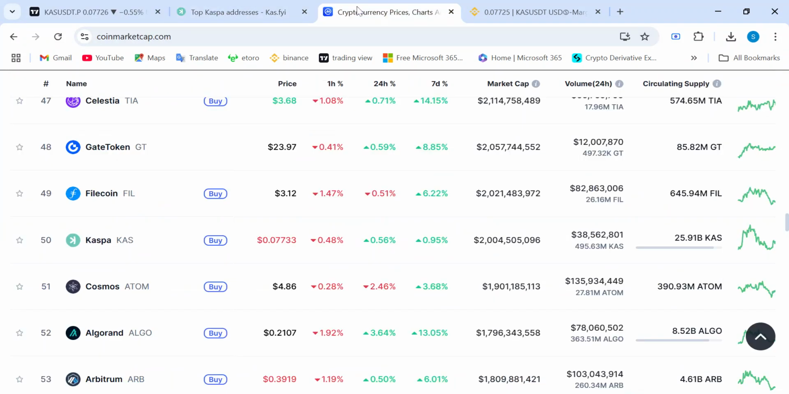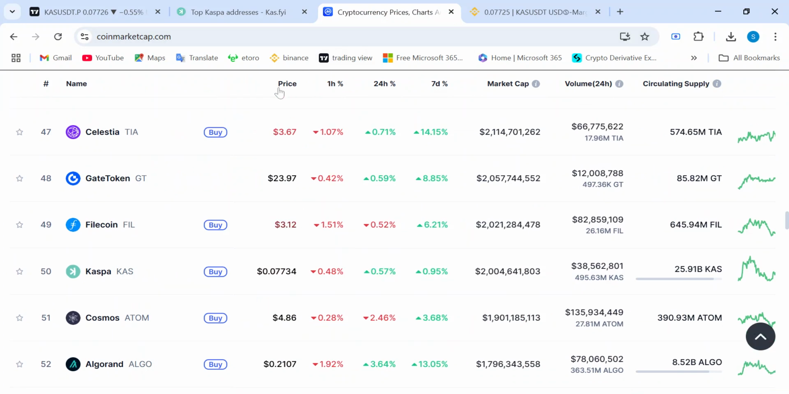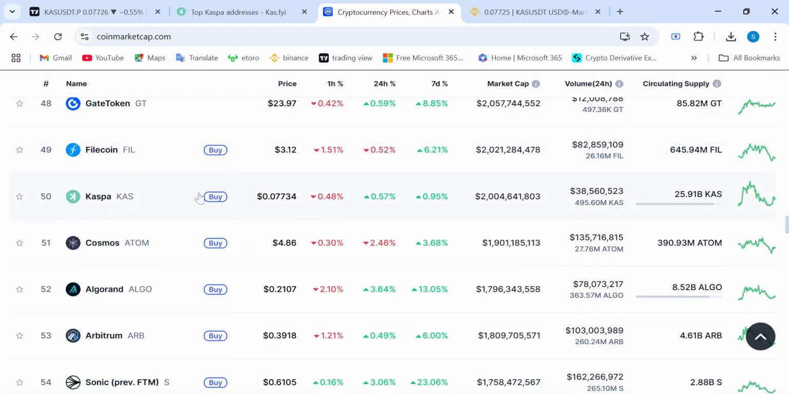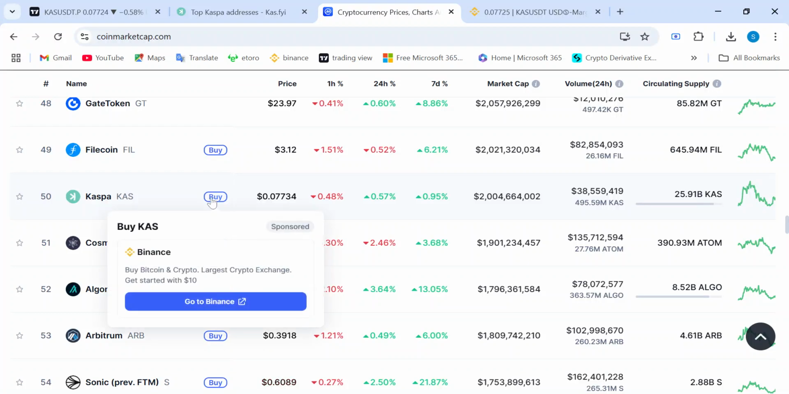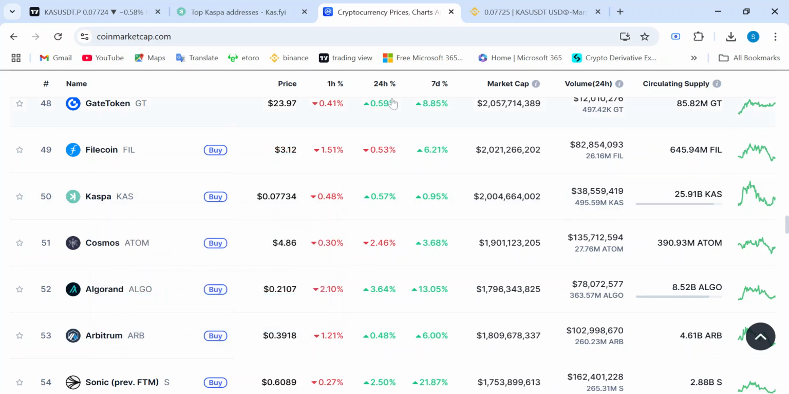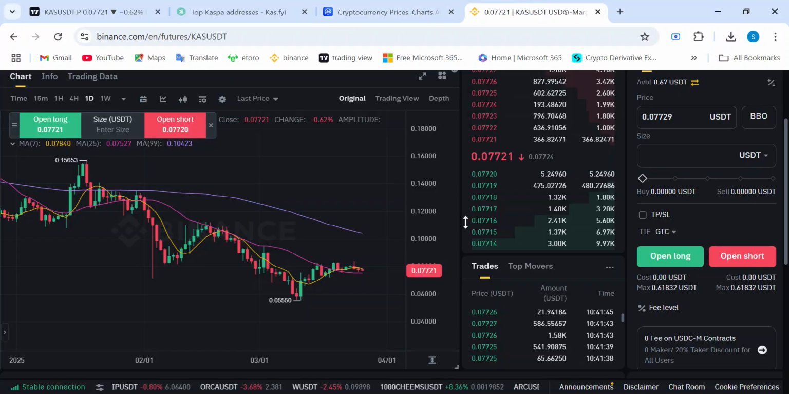Let's go to CoinMarketCap real quick. On CoinMarketCap, in the country where I reside, you can see the buy button. And we are right now at number 50 on total capitalization of all cryptos. We're in the top 50, including stable coins, which is good news. This buy button, if you hover over it, takes you to the Binance futures market, which I did, and I have opened a position on Binance.